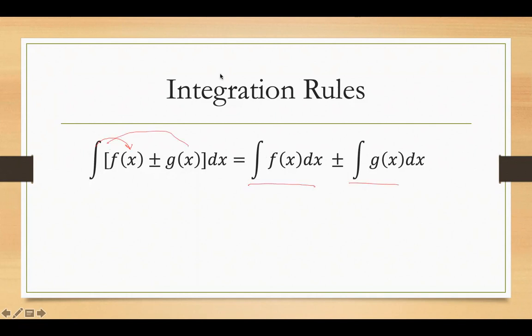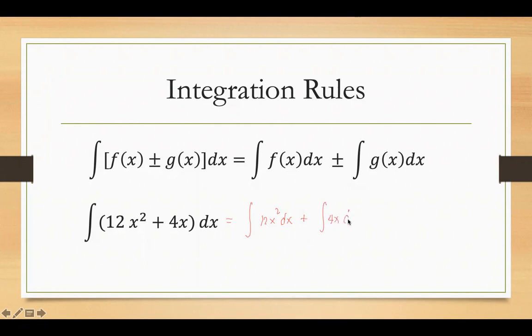Let me provide you with some examples. This is our first example, everyone: the integral of 12x squared plus 4x dx. How do we apply this? This will be the integral of 12x squared dx. We distribute the integral symbol, plus the integral of 4x dx. Please keep in mind that when you have an integral symbol, there is always a dx. So do not forget that.